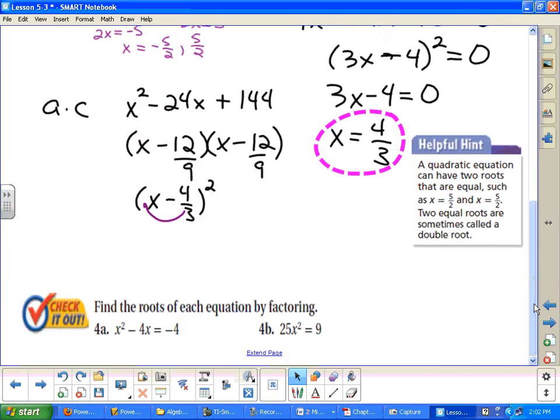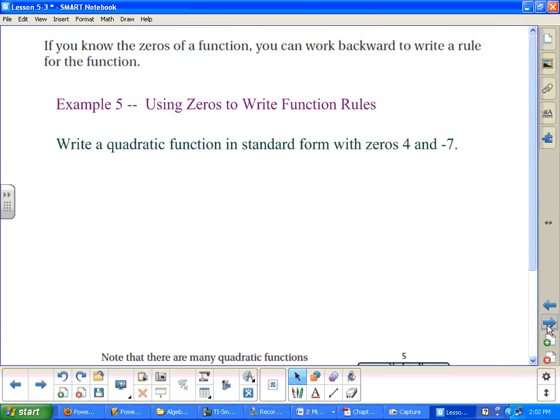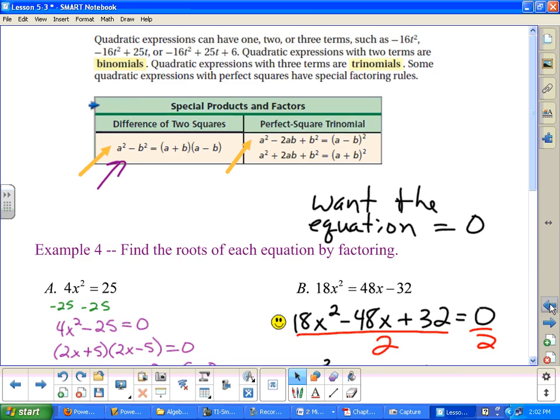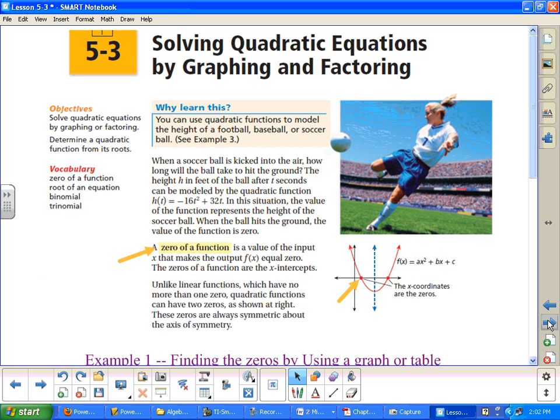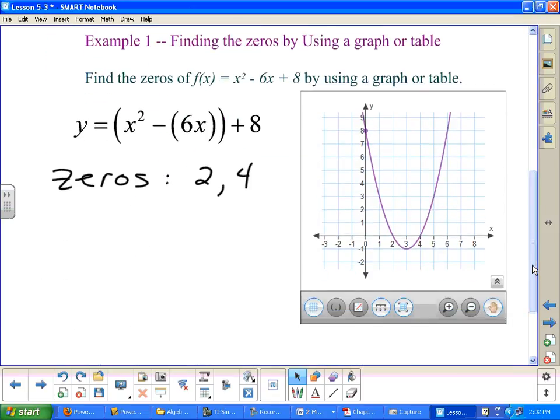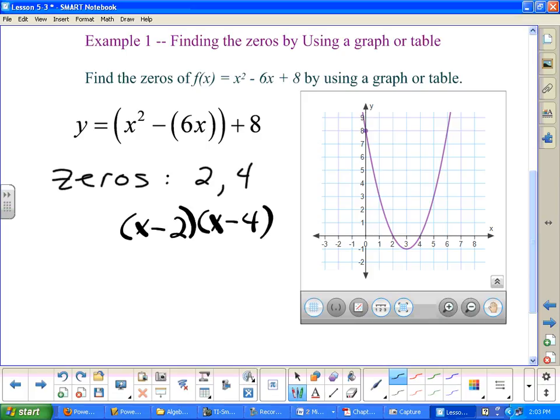Now let's go to the last one. We're going to go backwards. They give us the zeros, and they want us to write the function for it. This should be the easiest part. If we go back and look at everything we've done, the zeros here were at 2 and 4, which means we would have had x minus 2 and x minus 4 here. x squared minus 6x plus 8 would be x minus 2 and x minus 4.